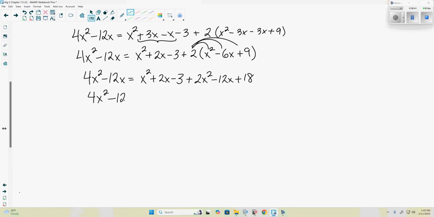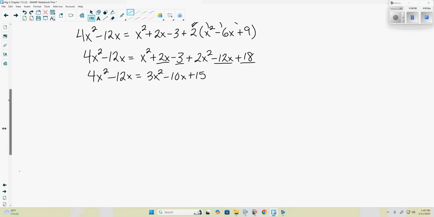Finally, our last combining like terms, x squared plus 2x squared is 3x squared. 2x minus 12x is negative 10x. And negative 3 plus 18 is going to be plus 15. So it took us a while there to simplify each side down. Now we just need to get this equation equal to 0. So the first thing we can do is what? Minus 4x squared from both sides.